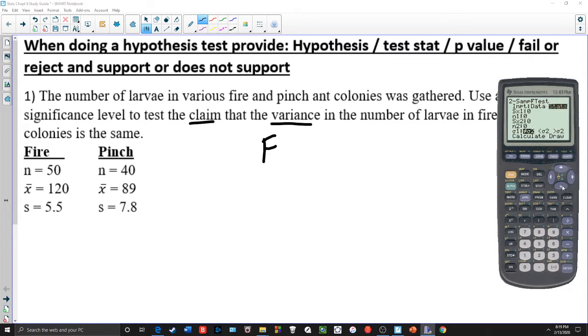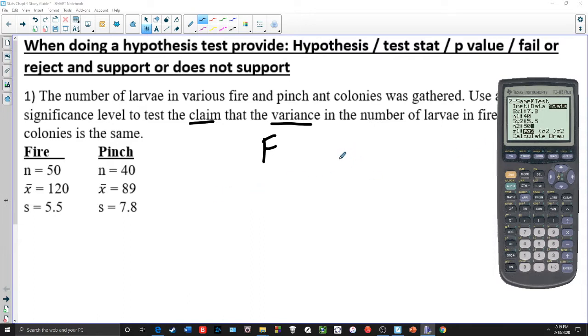Now, the thing about the F test is that S1 should always be the bigger standard deviation of the two. So between 5.5 and 7.8, 7.8 is clearly bigger. So I'm going to do 7.8 as my deviation for the first, 40 as my sample size for the first, and then the next one is 5.5 and 50. Again, you do not use the mean or the x-bar in the F test. It's just there as a distractor. You don't need it.